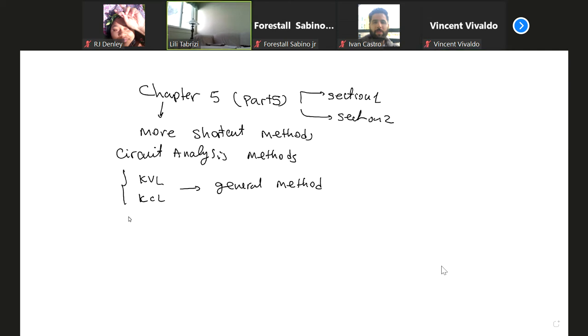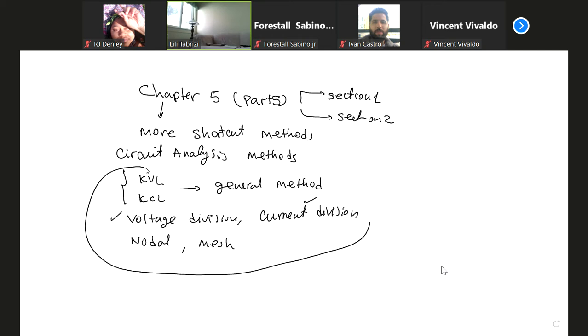Then we have voltage division. If you remember, before exam 1 we covered voltage division and current division, for series circuits and for parallel circuits. Then we talked about shortcuts: nodal and mesh. So these are the general circuit methods that we can apply to any circuit in order to analyze it and find the unknowns.